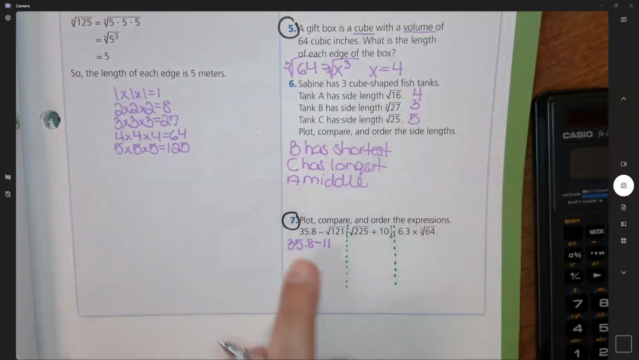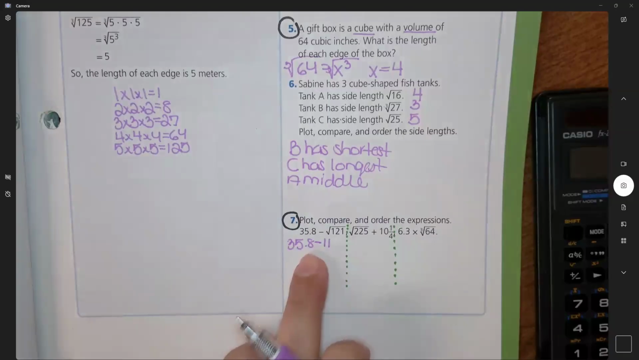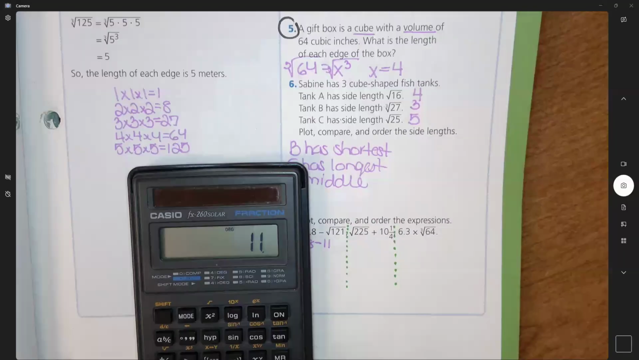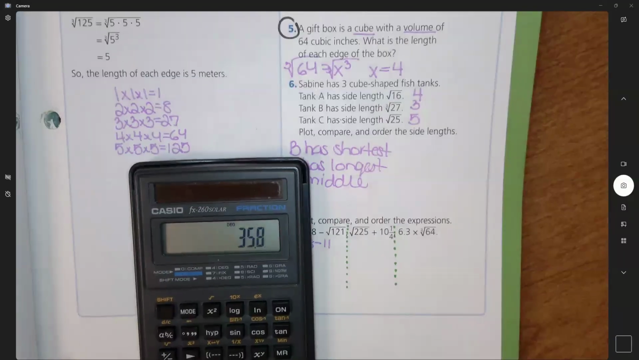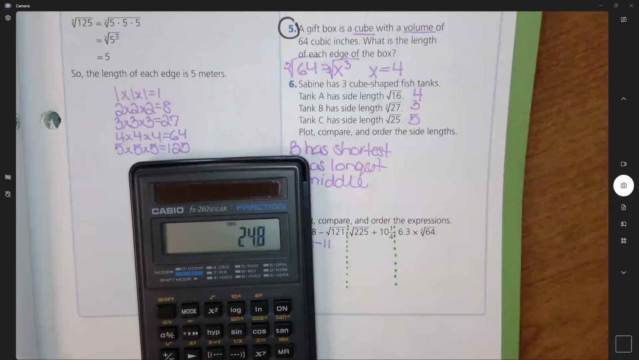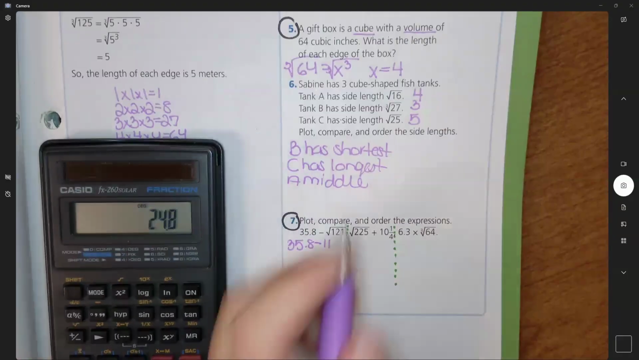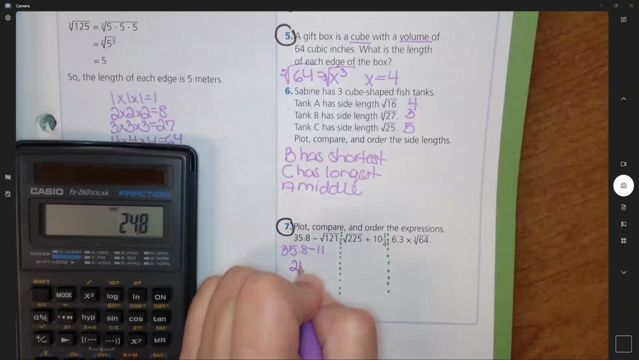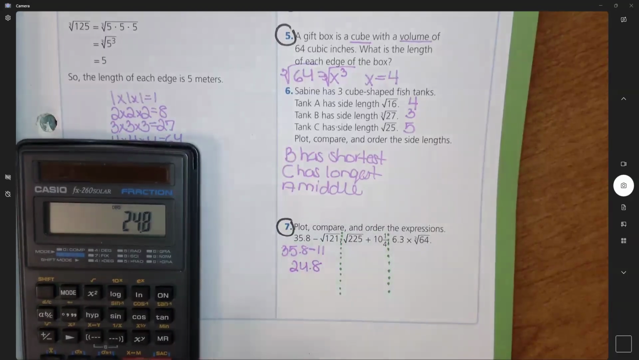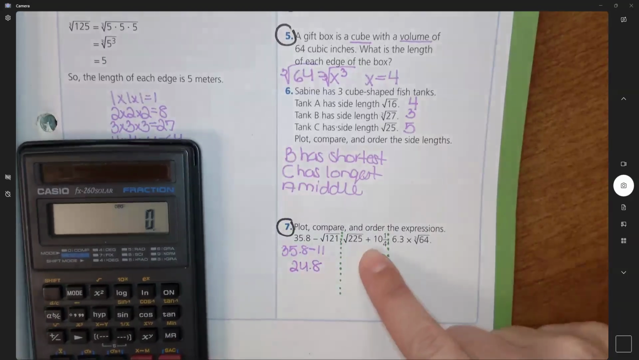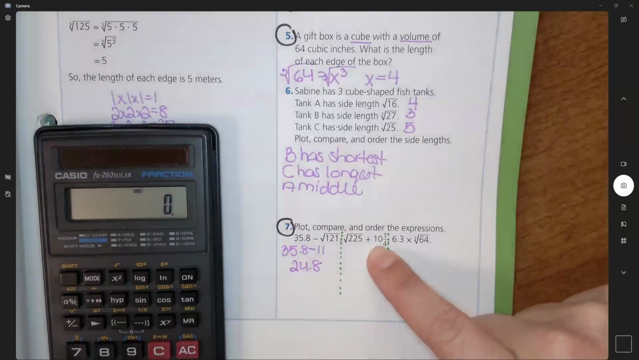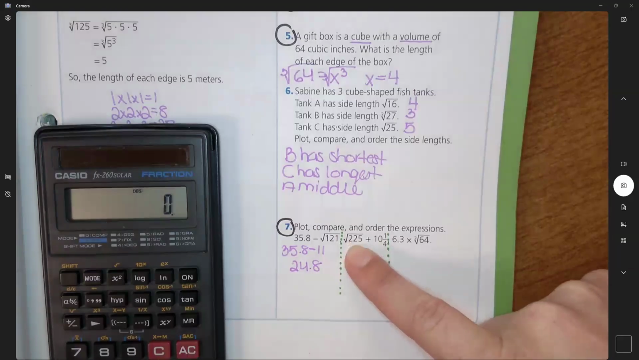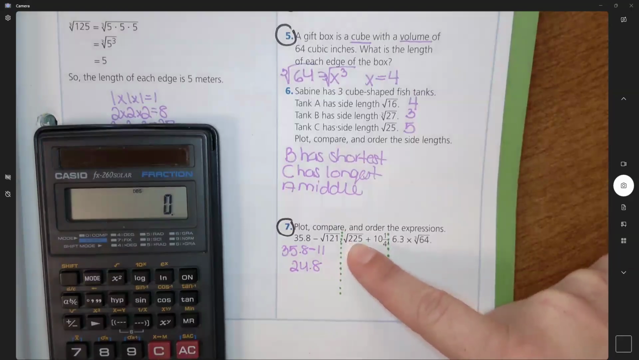Now this is not 8th grade math. This is simple math. 35.8 minus 11, 24.8. And that's all you had to do there to figure that one out. Same thing for this middle piece, except now they're trying to give you a fraction and a square root to throw you off. We will not be afraid. We know what to do.